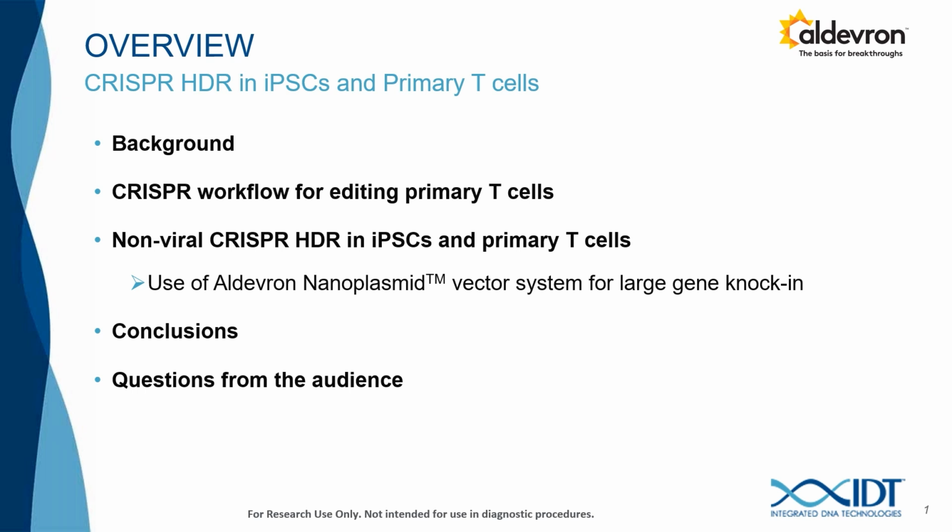So here's an overview of what we'll talk about today. We'll start with a bit of background on basic principles of CRISPR editing. Then we'll discuss the proper cell handling workflow for CRISPR editing in primary T cells specifically. Then we'll show some optimization data for use of Aldevron's nanoplasmids for both iPSCs and primary T cells. We'll wrap up with some conclusions, and then we'll end with answering questions from the audience. So please do feel free to submit questions as we go along. We'll answer as many as we can at the end of today's presentation.